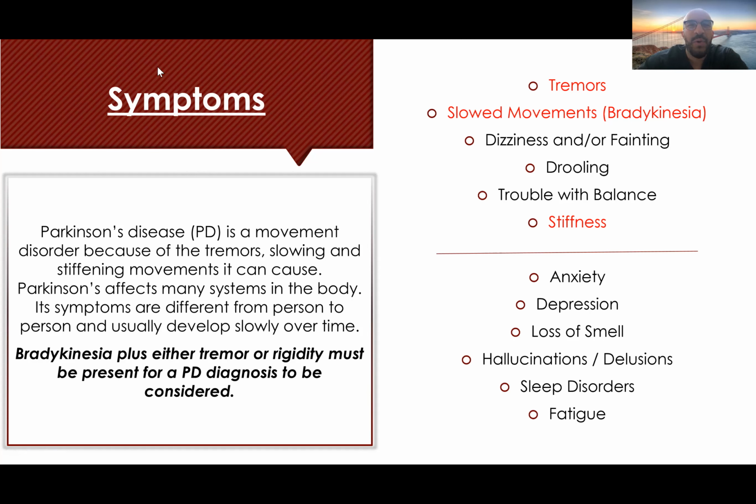Now, you may be wondering, well, if there are so many different symptoms and so many different ways that Parkinson's disease can affect an individual, how do we know for sure someone has Parkinson's disease as opposed to any other type of ailment or disease? Well, that is because there are three main symptoms that are present in order for an individual to be diagnosed with Parkinson's disease. And you'll see I have those symptoms here in red.